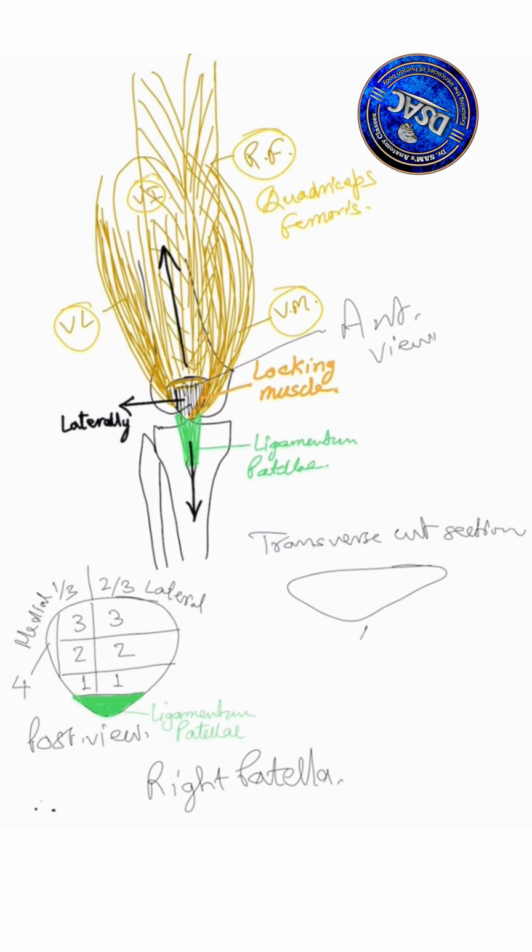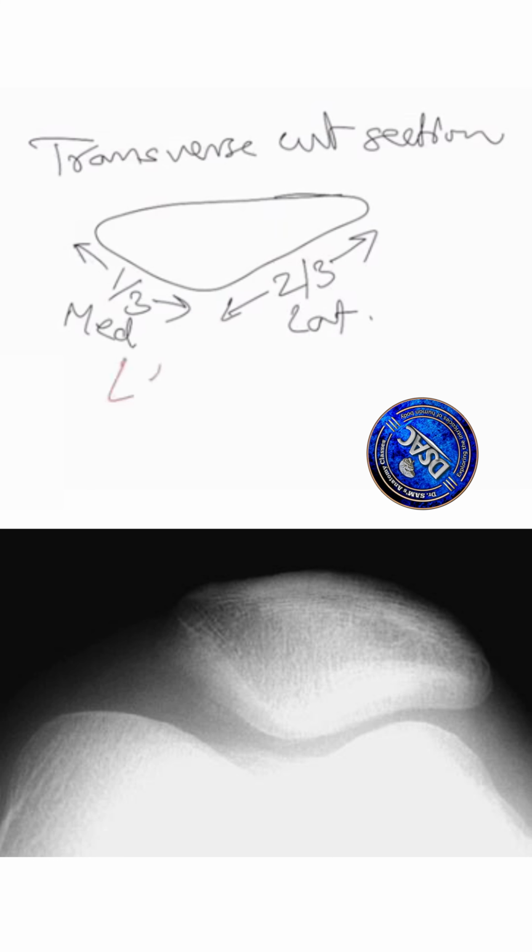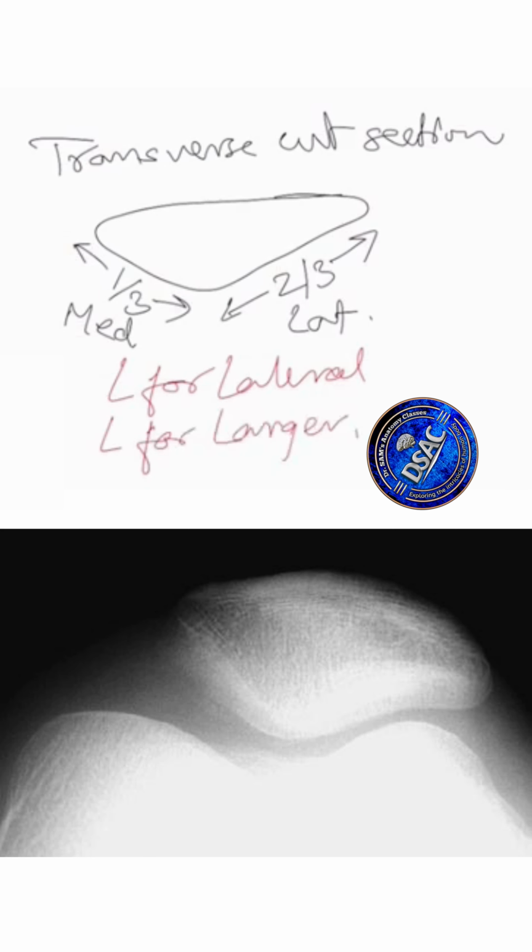Obviously, as I told you, the larger area on the posterior surface, two-thirds, will be the lateral surface, and the lesser area will be the medial surface. So medially it is one-third, laterally it is two-thirds. L for lateral, L for larger. Remember this mnemonic. This will even help you in side determination. Very often in your viva voce exam you are asked to identify the side of the patella.